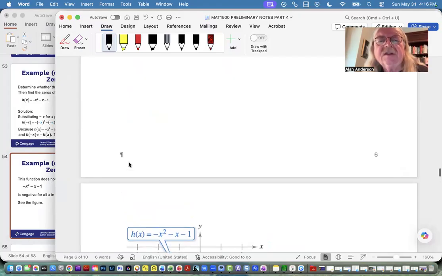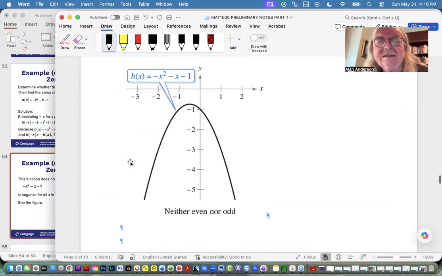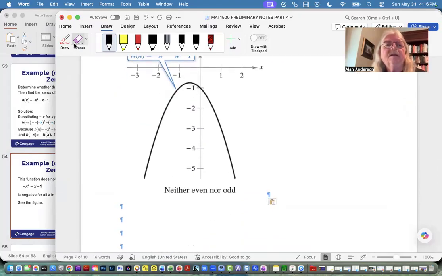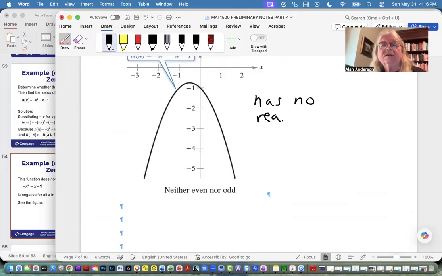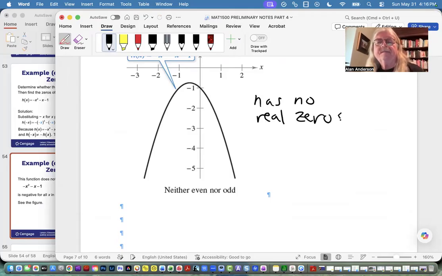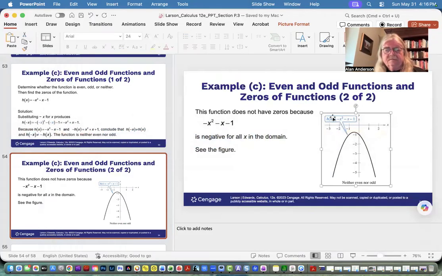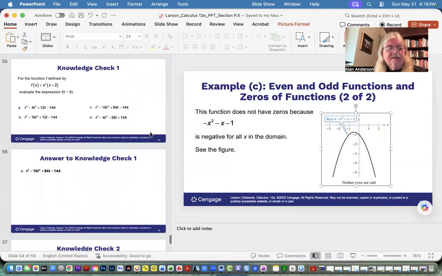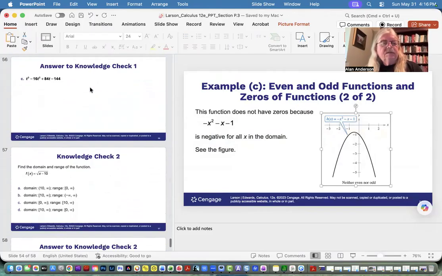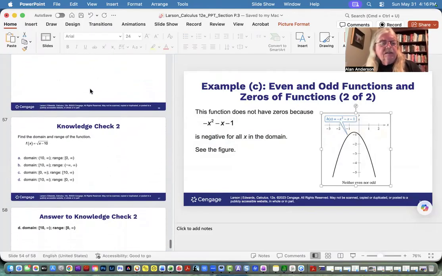is that this function, not only is it neither even nor odd, but it has no real zeros. Well, it turns out, as we'll see later on, it does have zeros, but they're imaginary. If you see a curve that doesn't cross, it means it has imaginary solutions. That can wait till another day, though. All right.